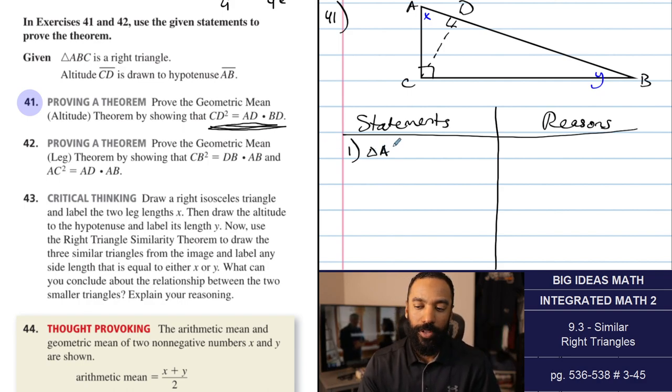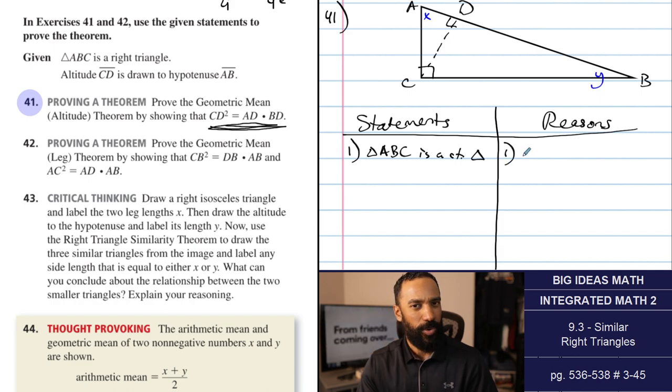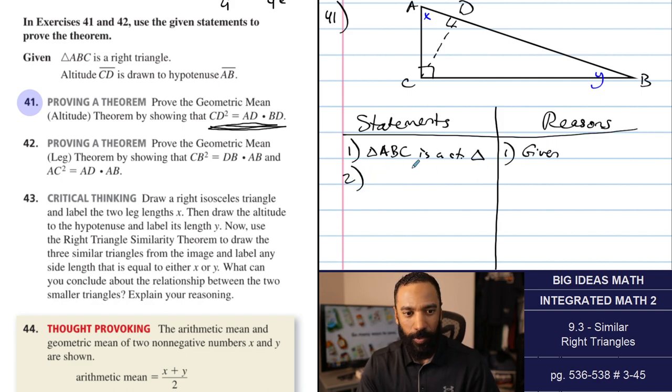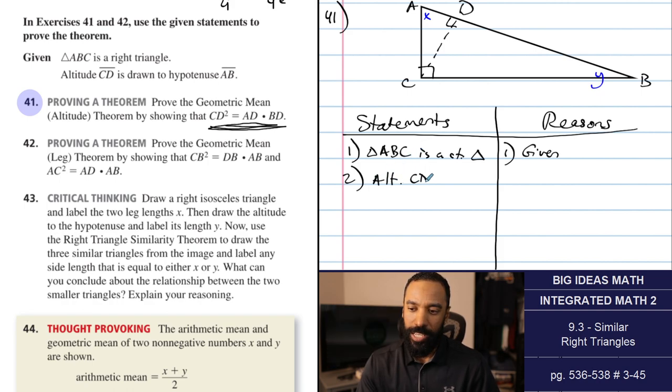Let's just do that. Triangle ABC is a right triangle, given. Okay, I thought I had to do a lot more than that. Now, did we ever prove the right triangle similarity thing? That I don't know. I expected us to have to prove that at one point. It's weird that we never did that. Okay, altitude CD is drawn to hypotenuse AB, also given.